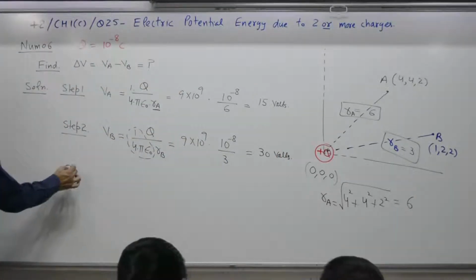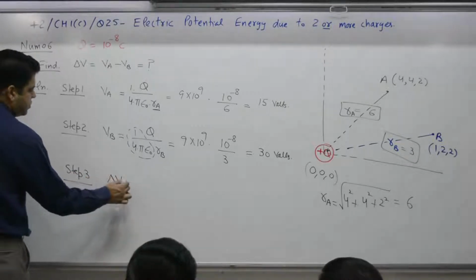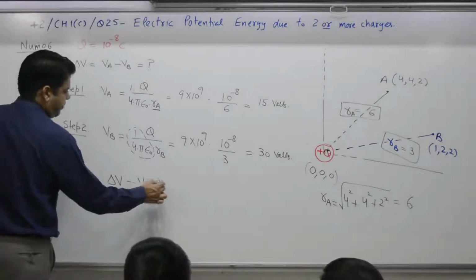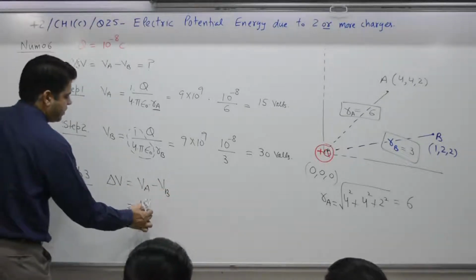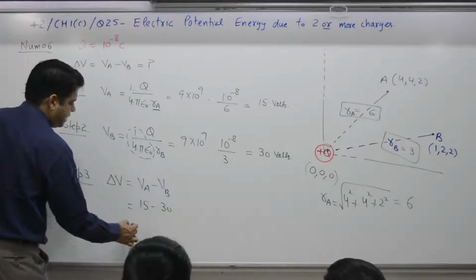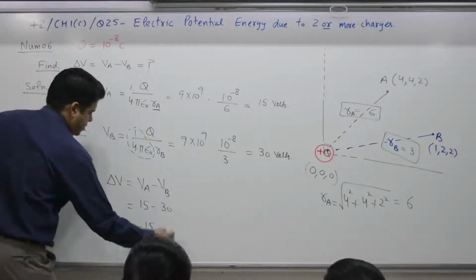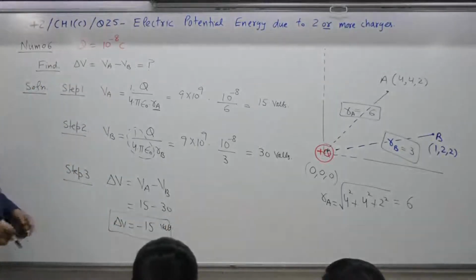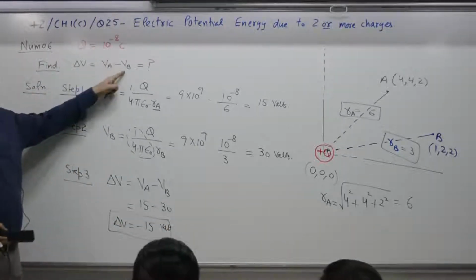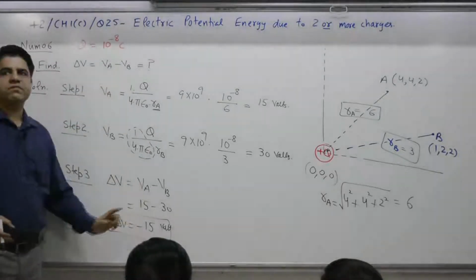Step 3. You have to find potential difference. Potential of A minus potential of B is equal to 15 minus 30. What you get is minus 15. What we have answered is potential of A with respect to B. If the question is potential of B with respect to A, answer is plus 15.